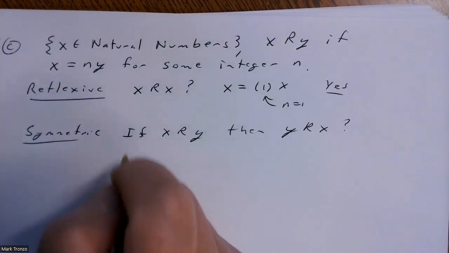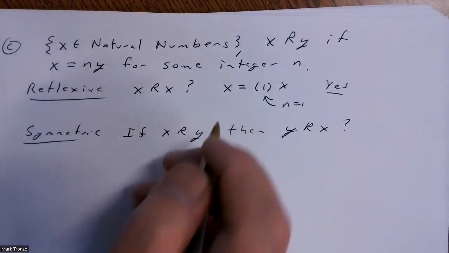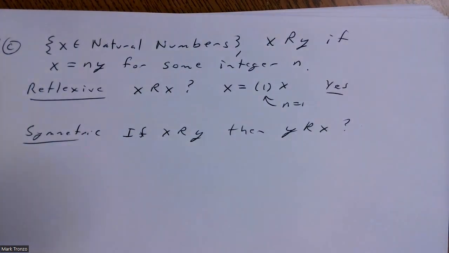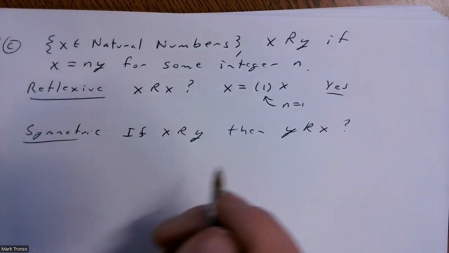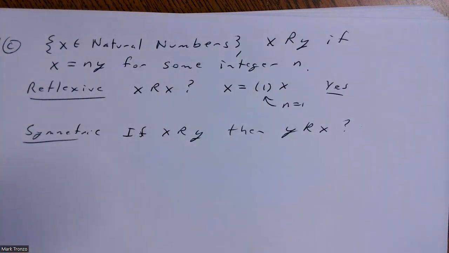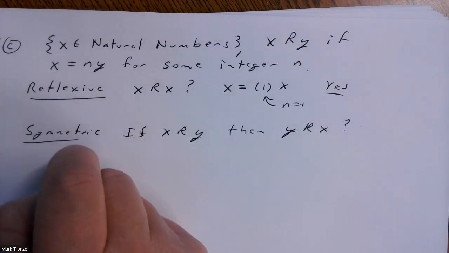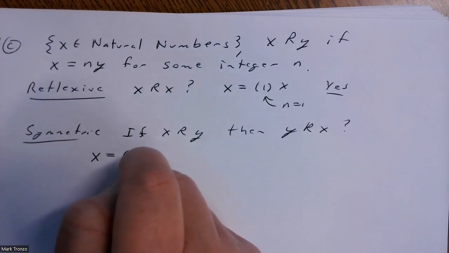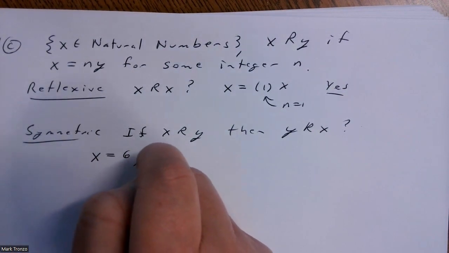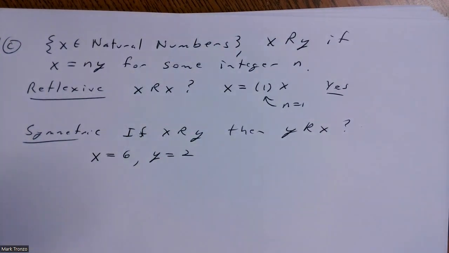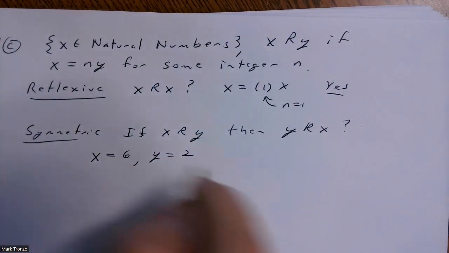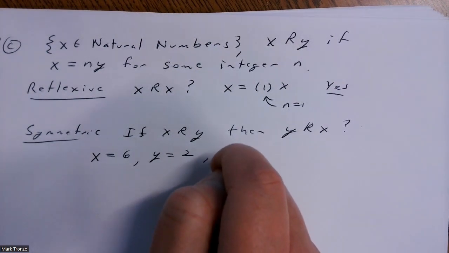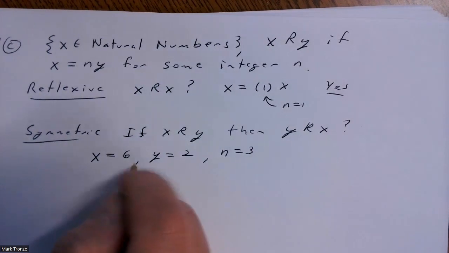So again, let's see, that has to be an integer. So it looks like this is where we're going to have a problem, huh? Because if you take, say, X equal to 6, and let's say Y equal to 2. So those are related because then you could have N equal to 3.